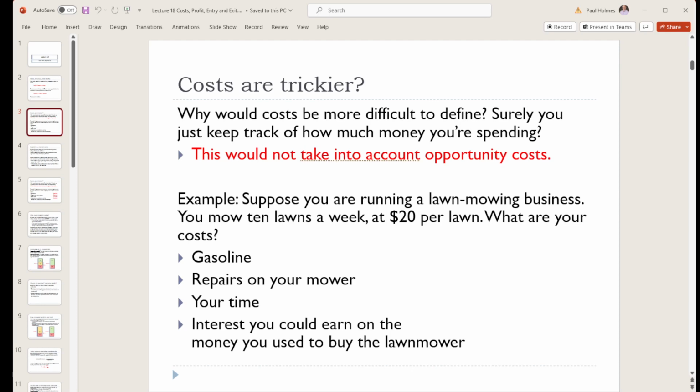But there's some other things that we might not typically think of as costs. Your time that you spend operating this business is a cost of operating the business. It is something that you have to sacrifice, that you wouldn't have to sacrifice if you were not running this business. Similarly, you could take whatever money you have locked up in your lawnmower. You could have been earning interest on that. Because you're running your business, you're now not able to earn that interest. Then this is also another cost in economics of running that business.